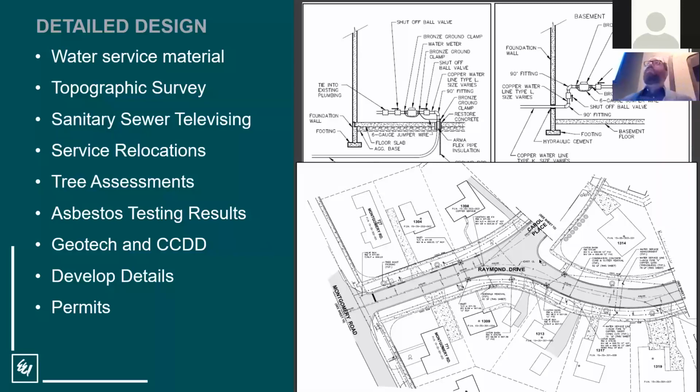Also want to look at trees that may need to be removed for the project. And this is a chance to look at the asbestos testing results and help narrow down that number of potential homes with asbestos. And then you're going to want to generate your geotechnical and CCDD requirements, and maybe develop any site-specific details that you might need for the project. It's also important to note that because this work may take place in other agencies' right-of-way, you may need to obtain permits, and you'll have to play by their rules and provide whatever specs or details or plans that they require as well.